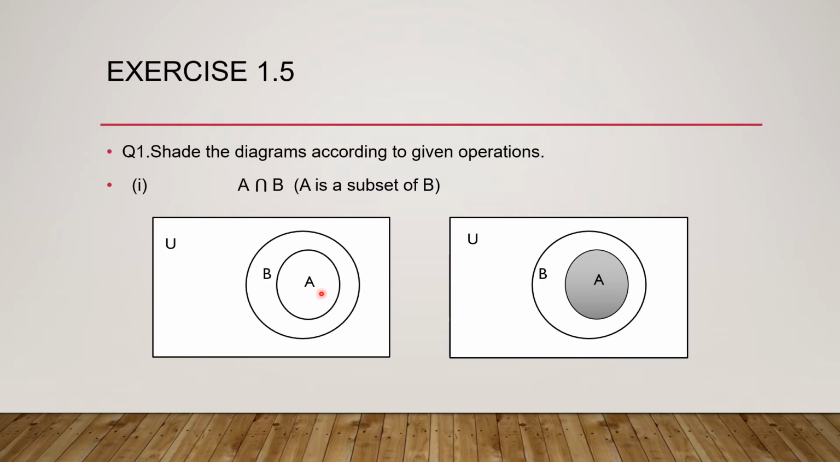Now the question is, this is set A, this is set B. The small circle shows set A and the big circle shows set B. The question is to shade the diagram according to the operation. The operation given to you is A intersection B, and you have to shade according to A intersection B. A intersection B means the common elements of sets A and B. Now students, see these two circles. Which is the common portion between A and B? We have to shade the common portion of circles A and B. So which is the common portion between these two circles? This portion, A. So here I shaded A. This shows A intersection B.